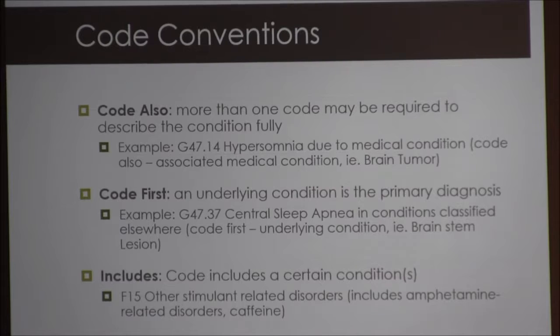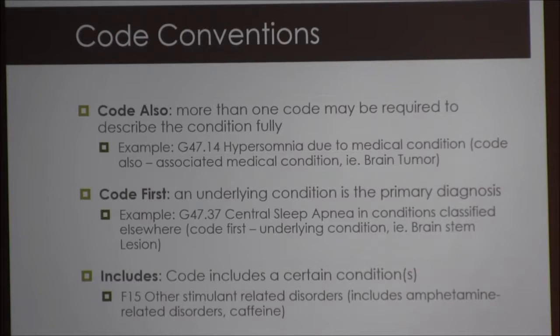So there are a couple of different postulates that are within the CPT and the HCPCS code also. That's a term that's used for a code that may require another code that fully describes the disease process that's in place. So G47.14, hypersomnia due to another medical condition. What's the other medical condition? You need to be able to bill for the other medical condition, like a brain tumor, in order for you to get reimbursement from the insurance companies.